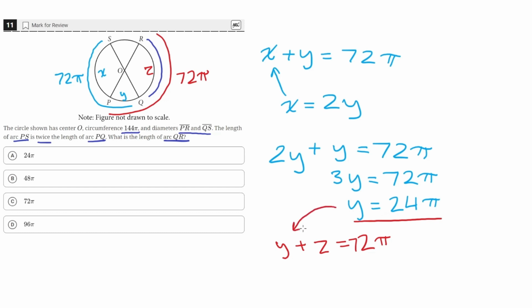So if we plug that in, we get that 24 pi plus Z is equal to 72 pi. And so if we subtract 24 pi to the other side, we get that Z is equal to 48 pi. And Z in this case is the length of our QR. So Z is the length of our QR, so the answer is 48 pi.